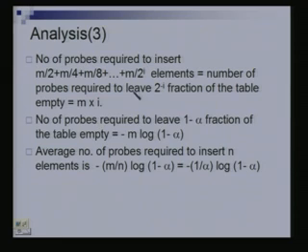I've just gone from here to here. 2 to the minus I is a number smaller than 1. To get to the point where only 2 to the minus I fraction was empty, I required m into I probes. So to get to a point where 1 minus alpha fraction was empty, I need so many probes. This was the total number of probes required, so the average is just that divided by n. m by n was alpha, n by m was 1 by alpha, so this is this quantity.